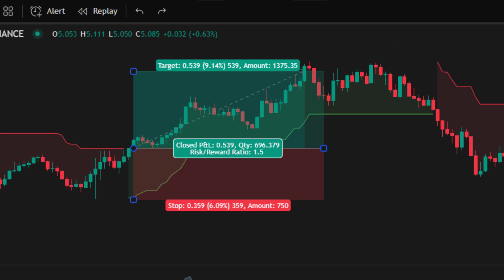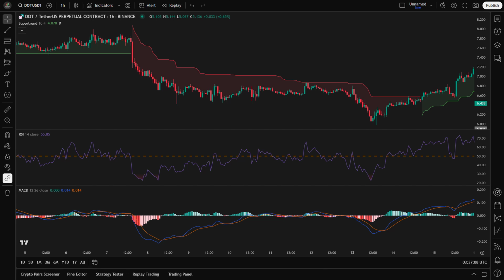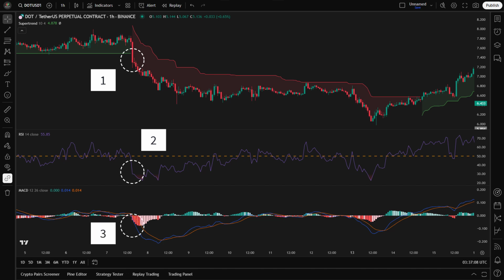Now that we've covered the long setup, let's flip things around and talk about how we approach a short trade using the same indicators. To enter a short position, we need to see all three of these conditions line up. 1. The closing price should be below the Supertrend line, which tells us the market is trending downward. 2. The RSI must be under the 50 mark, showing that bearish momentum is in play. 3. The MACD line should be below the signal line, confirming a possible downtrend.